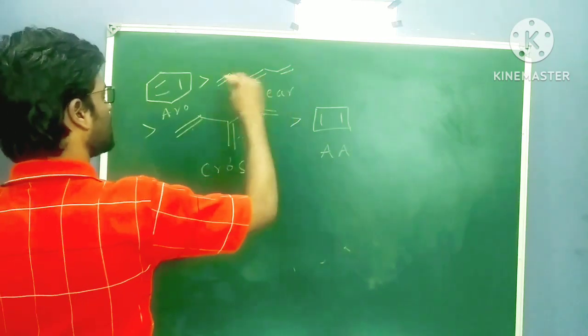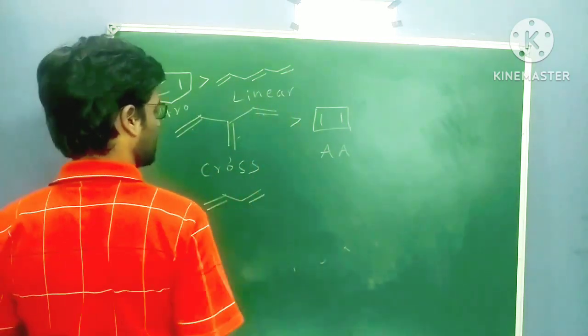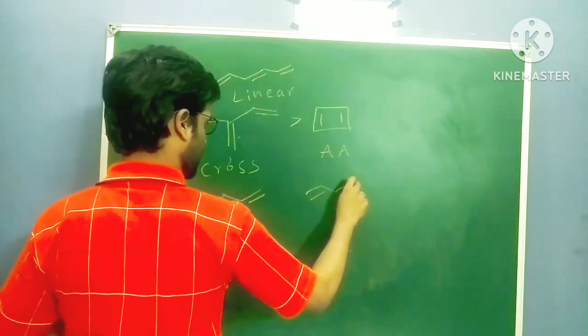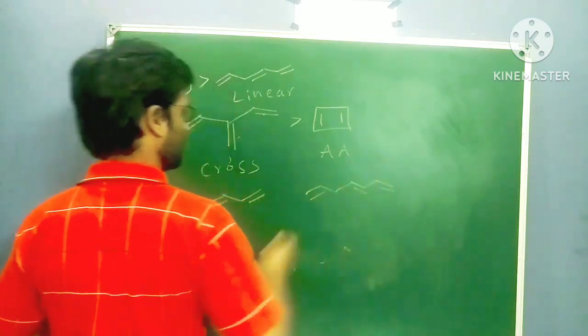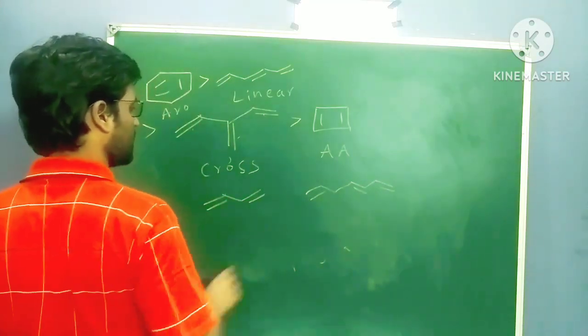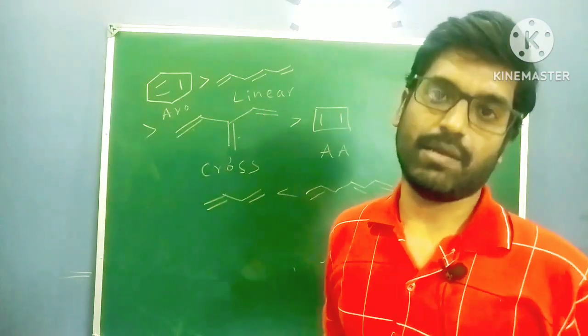In linear conjugated systems, if conjugation increases, stability increases. Suppose I have this and I have this: single bond, double bond, single bond, double bond. Here 3 double bonds, here 2 double bonds. So this stability is high. So this is about the stability.